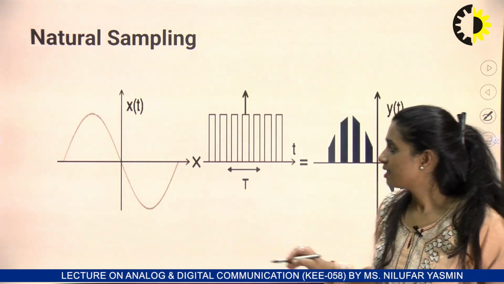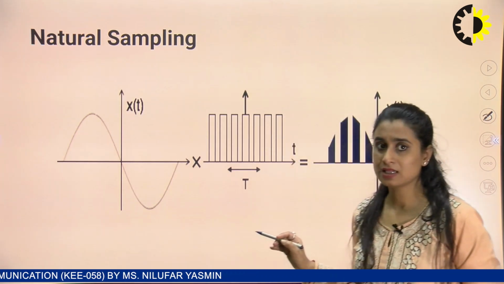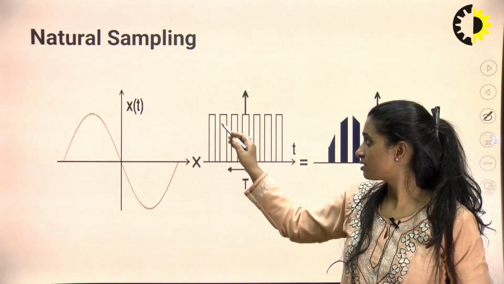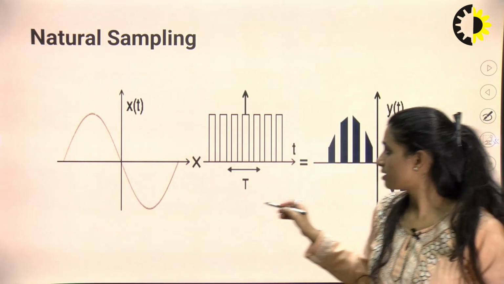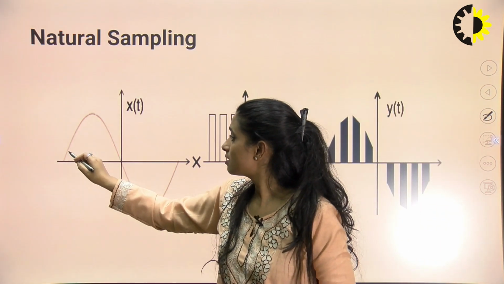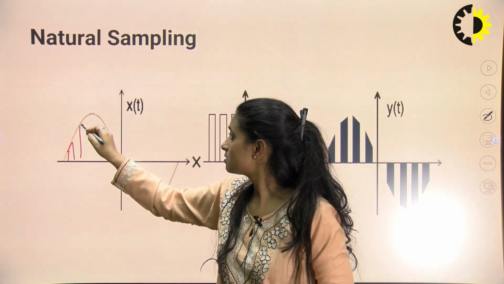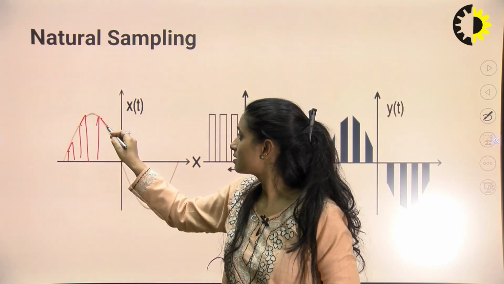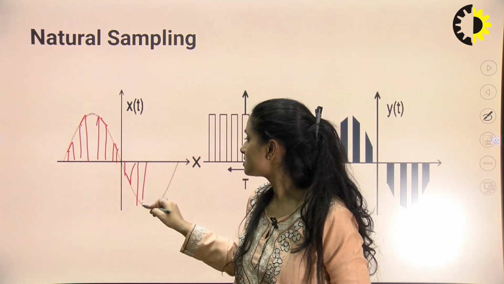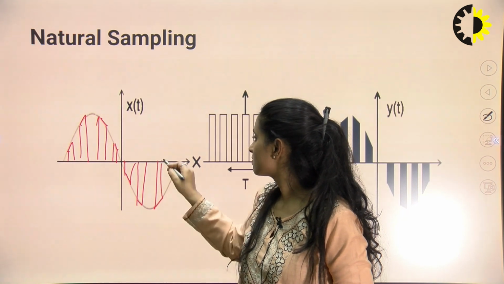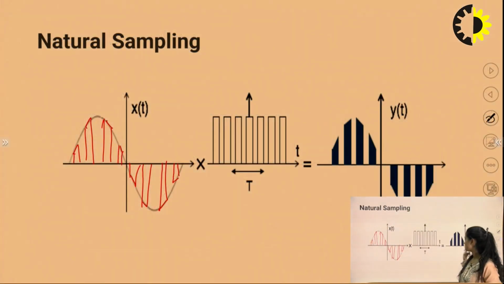So if this is my input message signal, here the impulse train is replaced by flat top pulses, and if I multiply this, what do I get? I represent my waveform like this. So this is how I may represent natural sampling. This is used quite a lot.